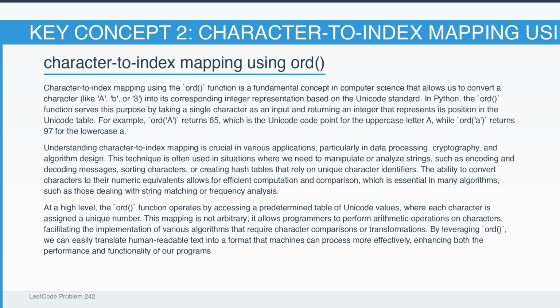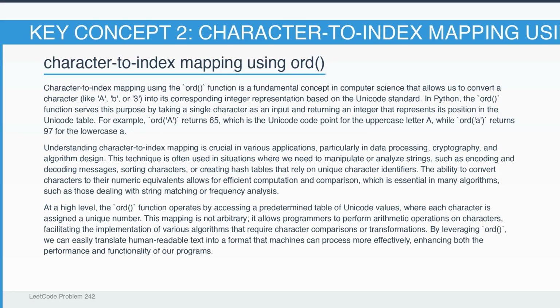Character-to-index mapping using the ord function is a key concept in computer science, allowing us to convert characters like A, B, or 3 into their integer representations based on the Unicode standard. In Python, the ord function takes a single character as input and returns its corresponding integer value. For instance, ord('A') gives us 65, while ord('a') returns 97. This mapping is essential in various fields, such as data processing and cryptography. It enables tasks like encoding messages, sorting characters, or creating hash tables.